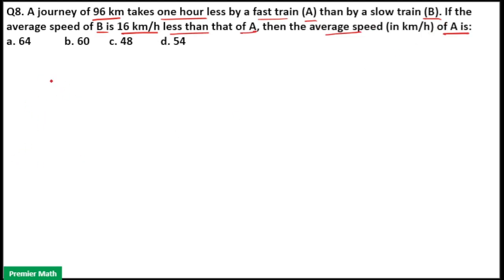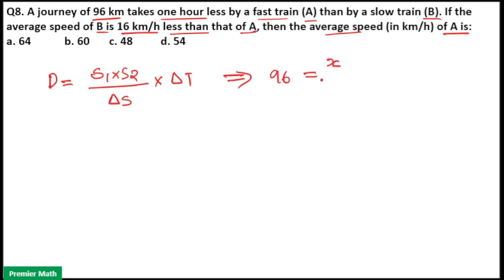Here, there is a formula: distance is equal to speed 1 into speed 2 divided by difference in speed, that is delta S, into difference in time. That is, here distance is 96 km and that is equal to speed of A. If I take speed of A as x, then speed of B will be x minus 16, because the difference between speed of A and B is 16 km per hour.